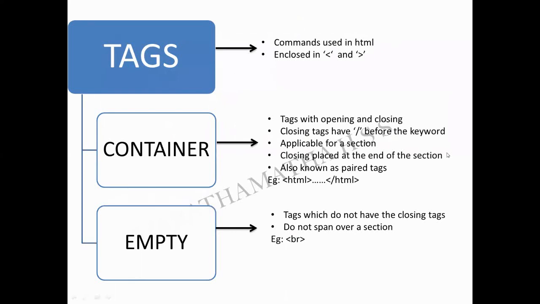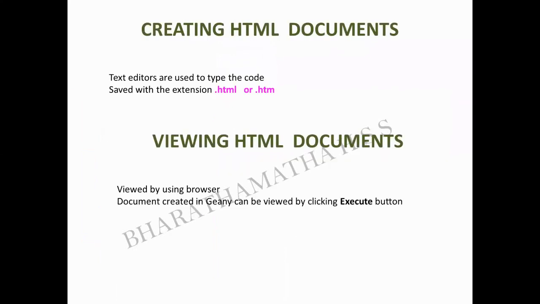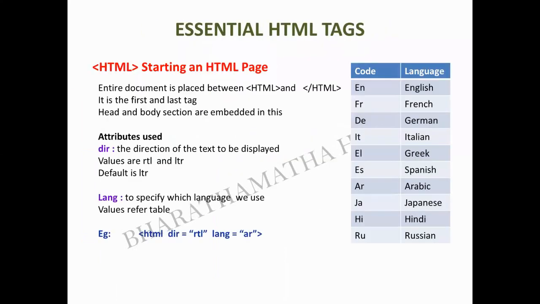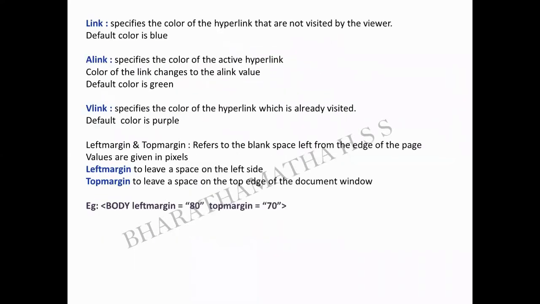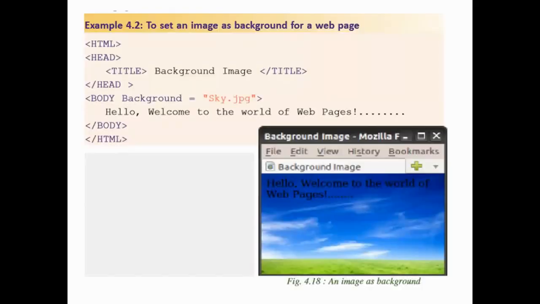First, we started with HTML. We have seen the basic structure. Then we have seen the tags, the attributes, how to create the documents, what are the essential tags and attributes added with HTML. Then your head tag and your title tag, your body tag. What are the other attributes related to body tag we have seen?